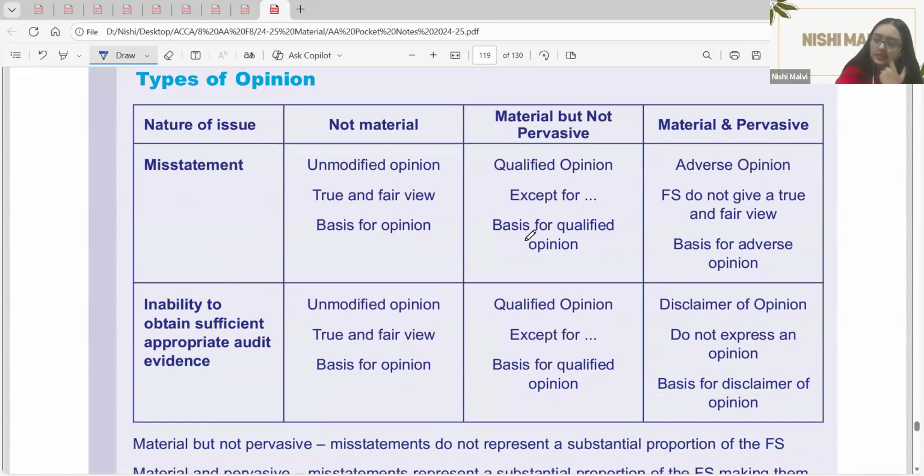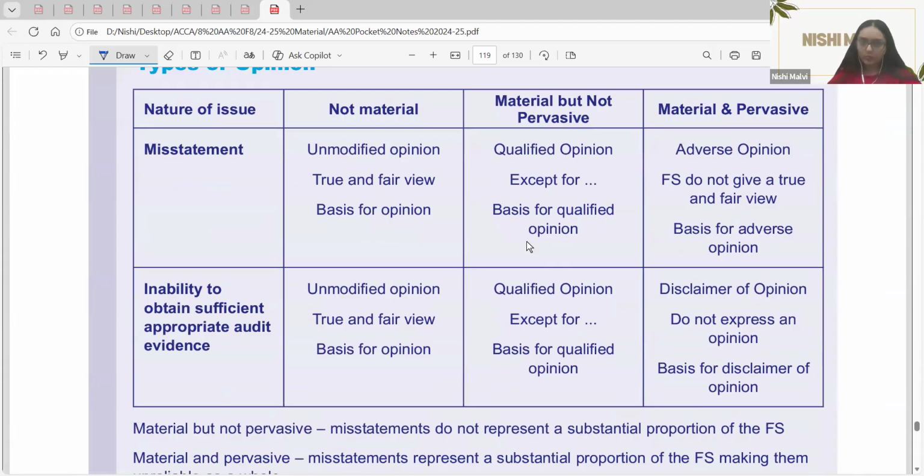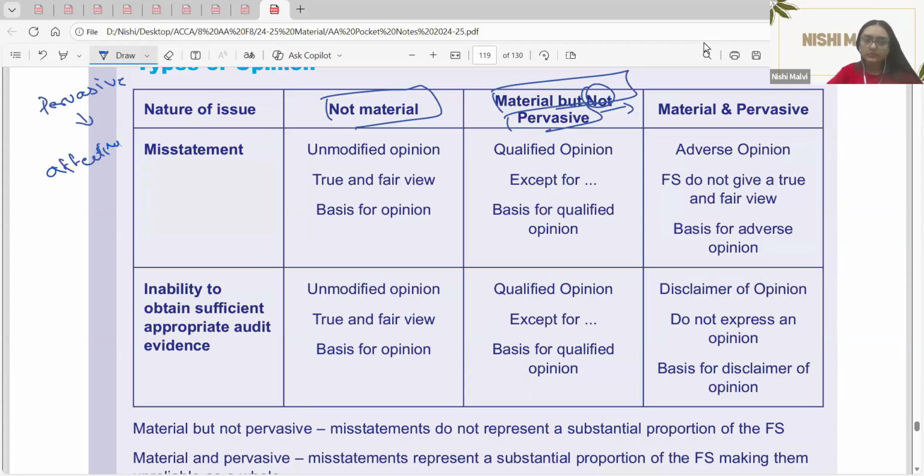This table is very good. Yeah, the same table. See, there are different types of opinions. If an issue is material but not pervasive, in the sense that it is not affecting major or other transactions, that is not pervasive. Pervasive means affecting multiple transactions. Now, if there's an error where the materiality level is crossed, but it's not a pervasive error, in the sense that nothing else is affected, then a qualified opinion, an except-for opinion, can be given. In this, the wording would be: except for this item, everything else gives a true and fair view.